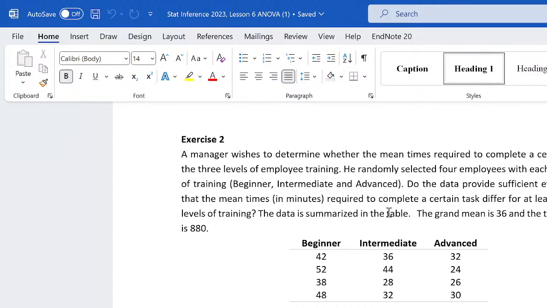Let's see, degrees of freedom. I had 3 groups of 4, 12. My n is 12. My k is 3. Number of groups minus 1, and number of observations minus the number of groups, that's 9. And yes, 11 equals 2 plus 9. So I can craft my little analysis of variance table.